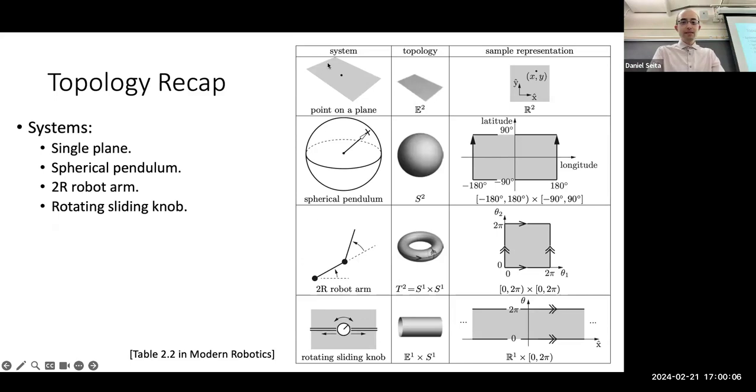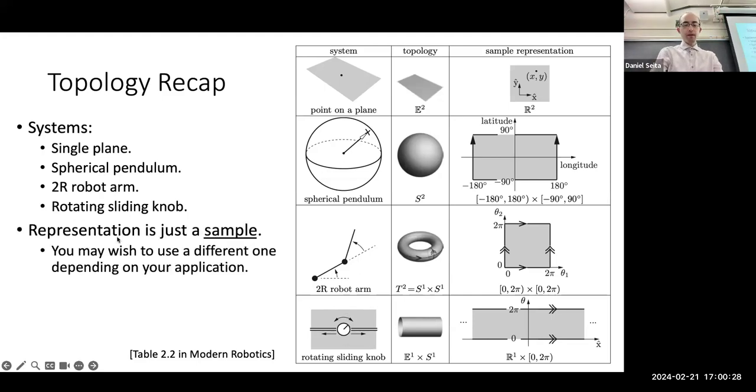So we have our systems here, like you have a point on the plane, you have a spherical pendulum, you have a 2R robot arm. That means like two revolute joints. It's the same one that we've been talking about earlier. And then a rotating sliding knob where you can have one rotation and then one prismatic joint. And again, to reiterate the point, the representation is just a sample. You might want to use a different one depending on your application.